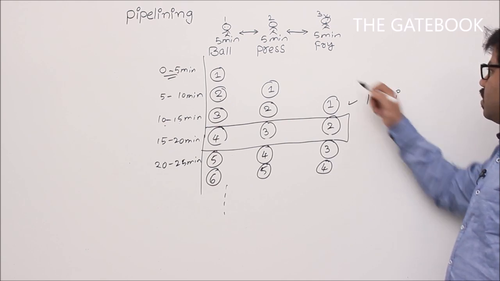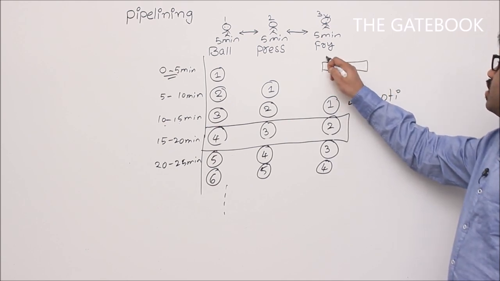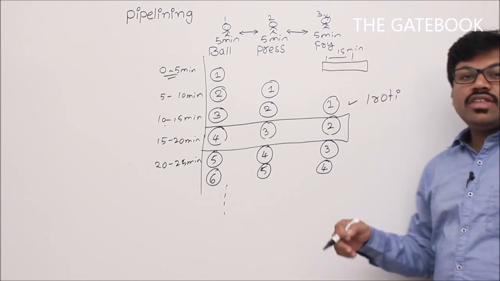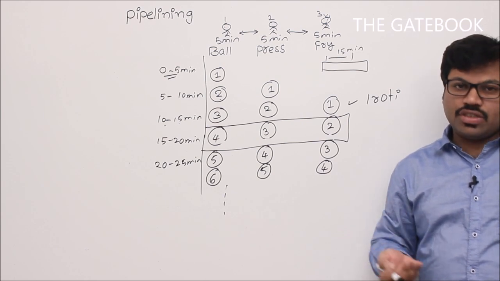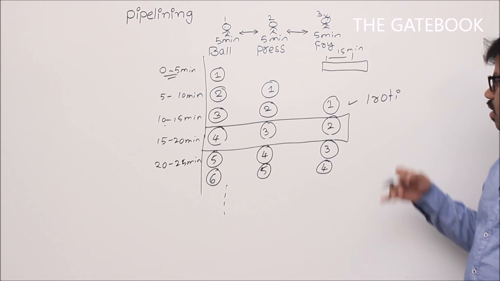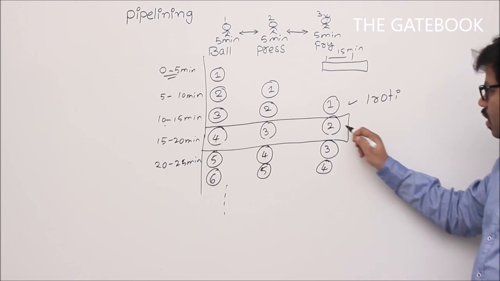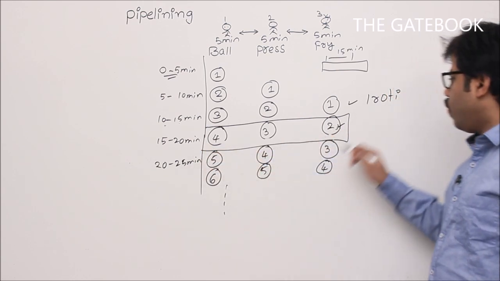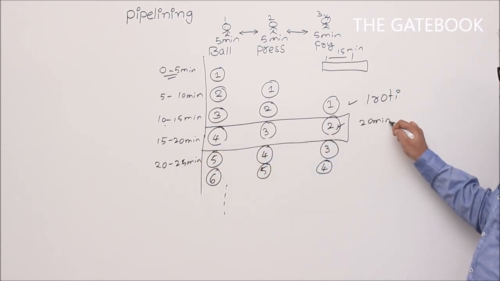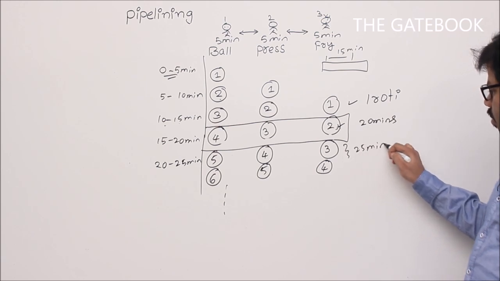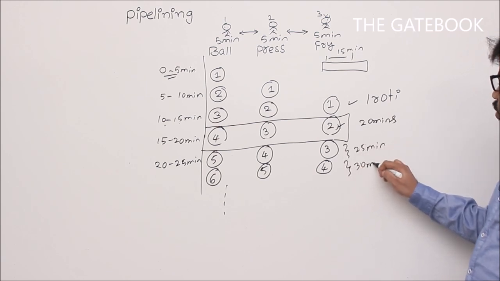Sir, in the first serial model also after 15 minutes one roti got prepared. What is the difference? The difference comes when you execute multiple instructions, when you prepare multiple rotis. See, the second roti is now prepared here, right? What is the time slot? 15 to 20. That means after 20 minutes, the second roti got prepared. After 25 minutes, the third roti got prepared. After 30 minutes, the fourth roti got prepared.